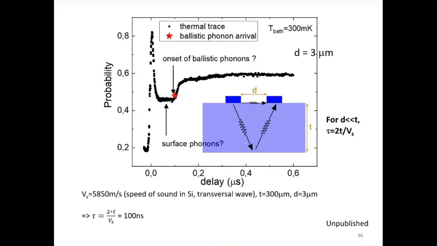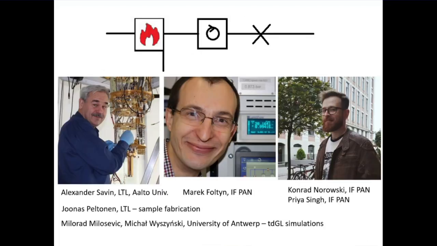And actually what we see here, we measure the enhancement of probability due to creation of quasi-particles due to these phonons hitting the sample. And this onset, this time given here with a star, corresponds exactly to the speed of sound in silicon. So it tells you how much time it takes for the ballistic wave to travel from here and go back to the detector.